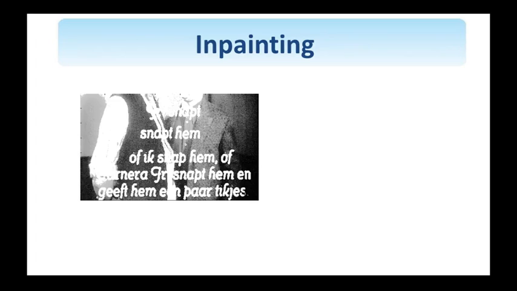So this is the only copy of the movie available, and we want to remove the letters so that the original information is available. So this problem is again referred to as inpainting. We want to paint the missing values inside the image. It's very similar to the error concealment problem.